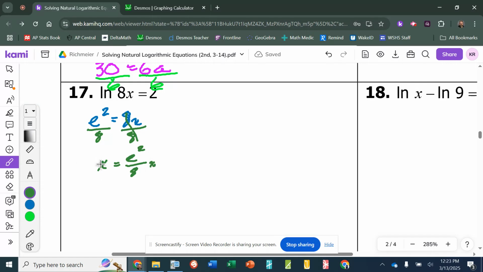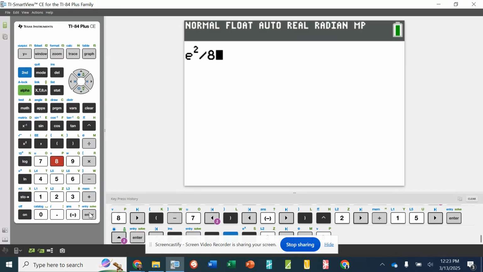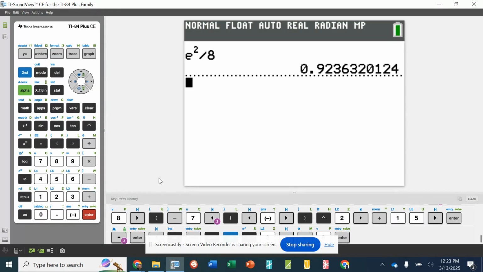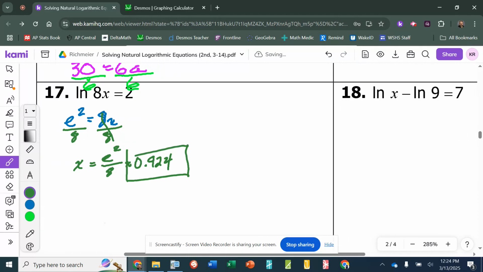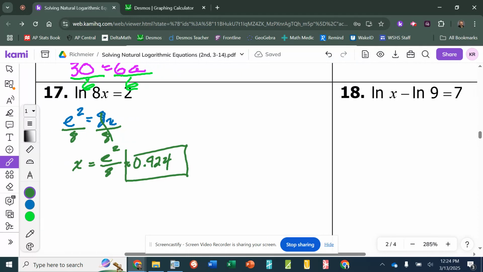And this will give us our value for x, approximately. All right, so again, it's an irrational number. It's never going to stop. It's never going to repeat itself. But in this case, what I'd probably record is 0.924. So this is approximately 0.924. And that would be our answer. I've solved for x, approximately.